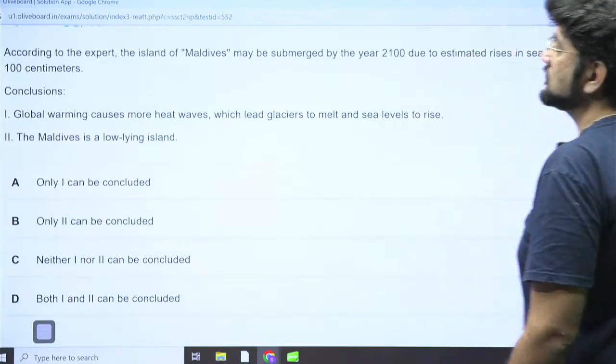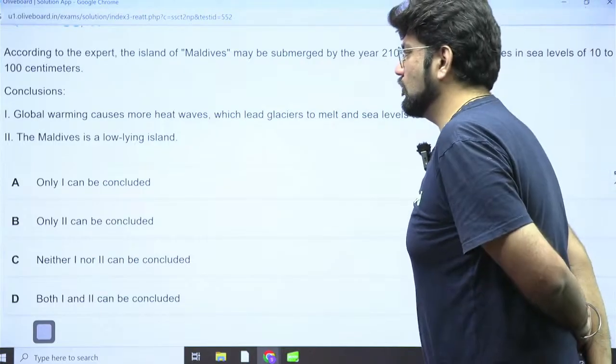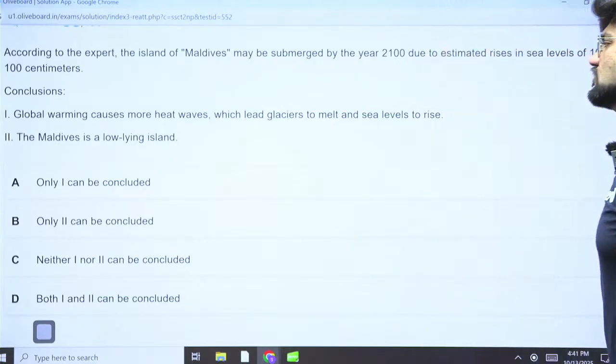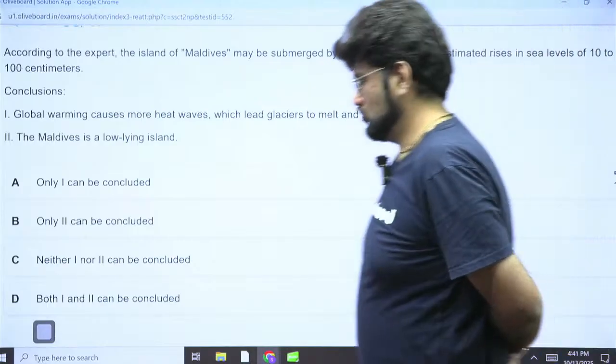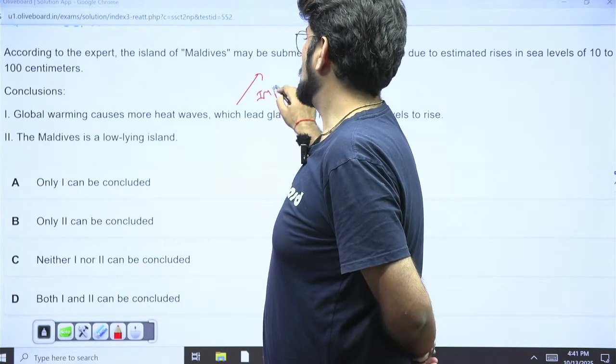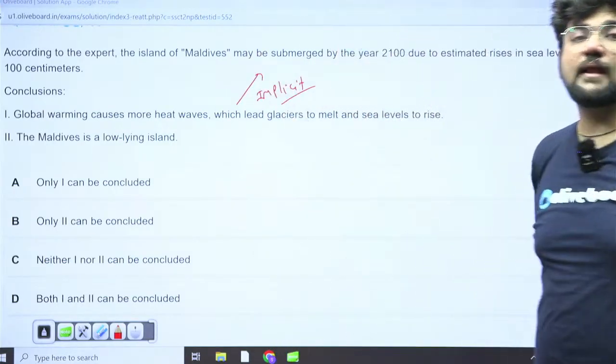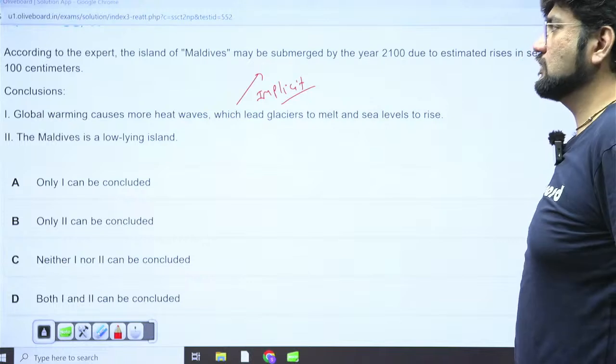According to the expert, the island of Maldives may be submerged by the year 2100 due to estimated rises in sea levels of 10 to 100 centimeters. Okay. Conclusions. Global warming causes more heat waves which lead glaciers to melt and sea levels to rise. This is an indirect conclusion. This is a conclusion which is implicit, not explicit. Explicit means it is clearly mentioned. Implicit means this implies, you can draw it from the statement.